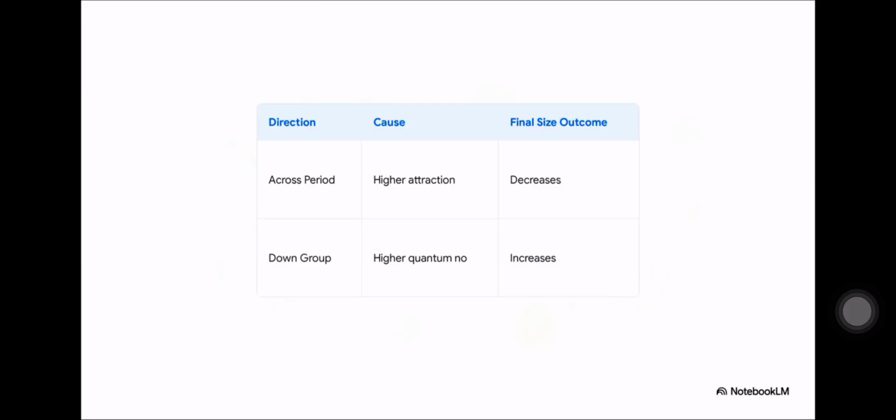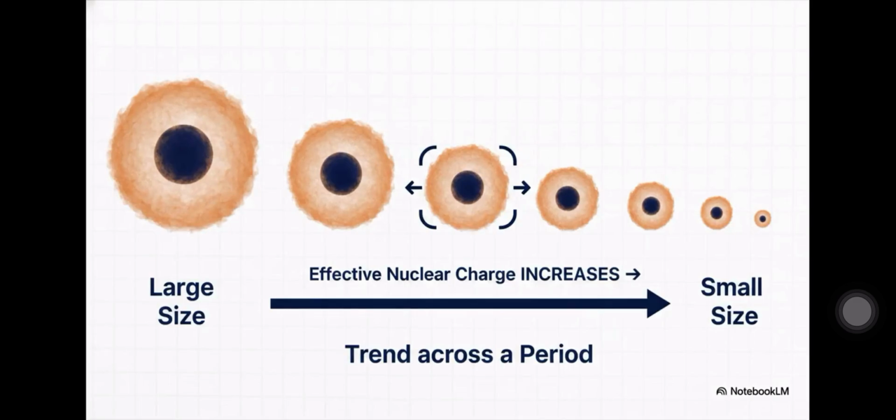Let's break down the why for each of these. When you read the table from left to right across the period, the atomic number goes up, meaning we're adding more positive protons to the nucleus. Because of that, the effective nuclear charge increases. But here's the kicker. The screening effect and the number of shells stay pretty much constant. So the inward pull gets stronger, but the outward block stays exactly the same. The nucleus just pulls those outer electrons closer and closer. The result is a tighter pull, causing the atomic size to shrink from left to right.